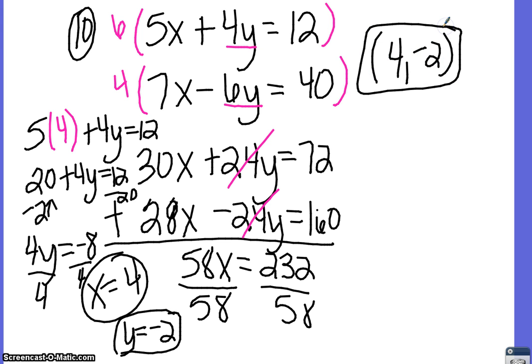That coordinate point is where these two graphs intersected. Now another way to check it is graphing. Solve both equations for y, plug it in the calculator, and make sure that they intersect at 4, negative 2.